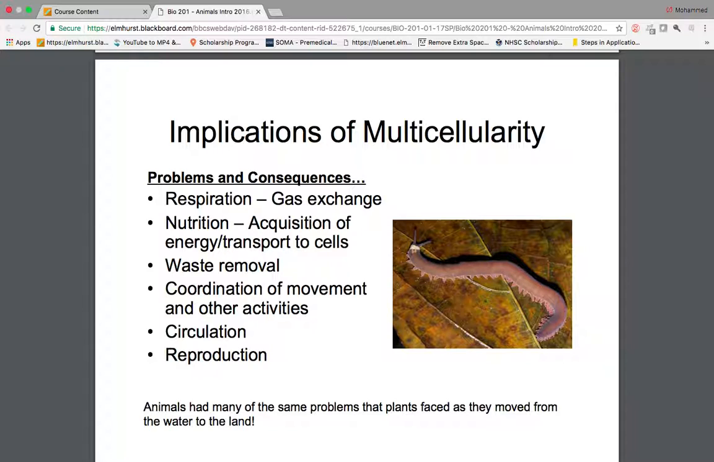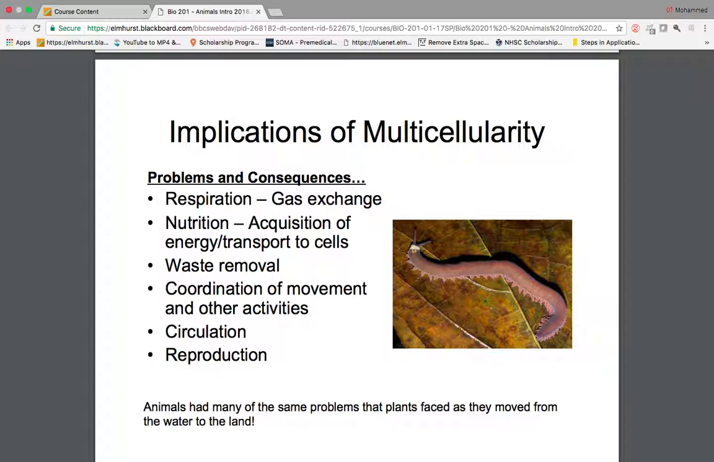The last thing that is a major problem is reproduction. When you are an organism, you have to find another organism that is compatible with you, with which you can put your gametes together. So when you're in water, it's not that big of a deal. What do you do? You just spew your gametes up into the water column and they find each other. But when you're on land, you now have the same problem that we saw in plants.